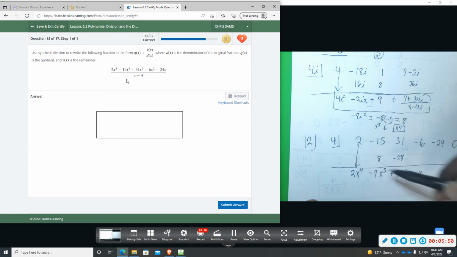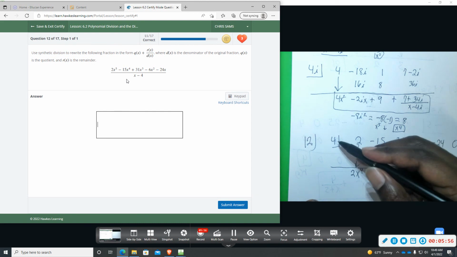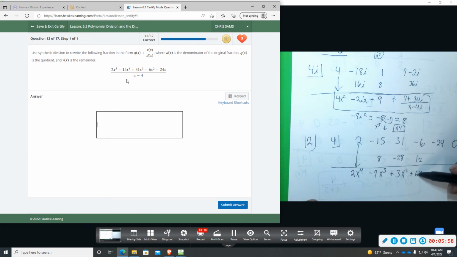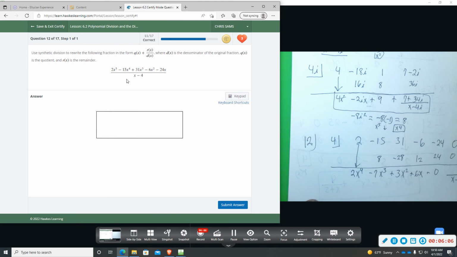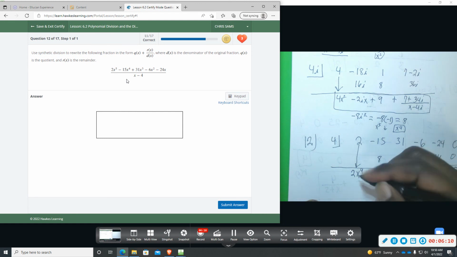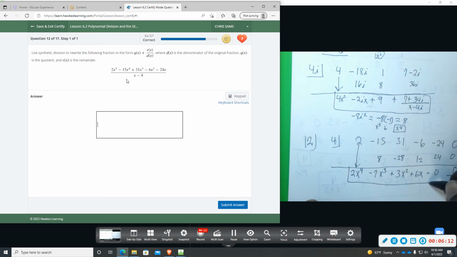And then 4 times 3 is 12. Subtract, and we get a positive 6. And then 4 times 6 is 24. We get a 0. And then 4 times 0 is 0, and then we get 0. So we actually don't have a remainder, and then this is our polynomial right here.